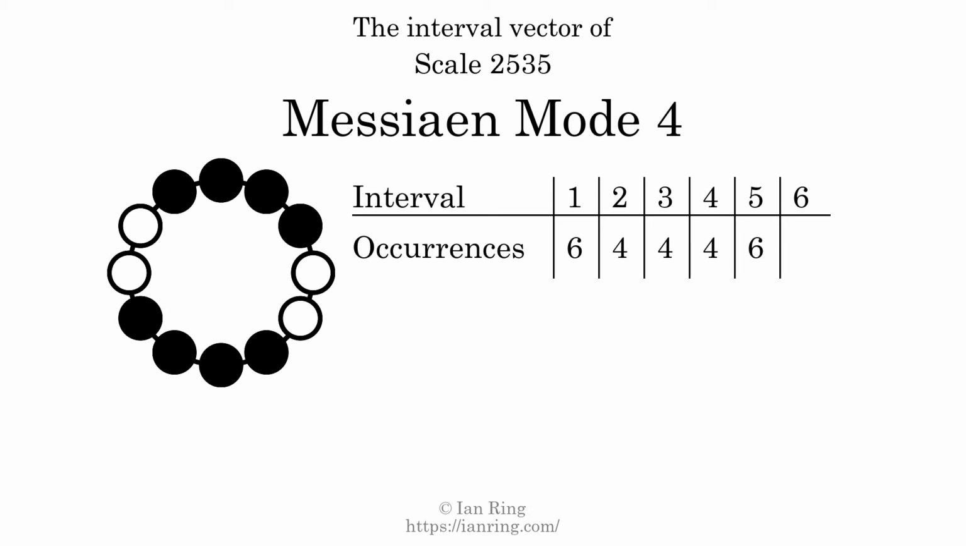There are 6 intervals with a size of 5 semitones. They are here, here, here, here, here, and here. There are 4 intervals with a size of 6 semitones. They are here, here, here, and here. Each interval does not appear in this scale a unique number of times, so this is not a deep scale.